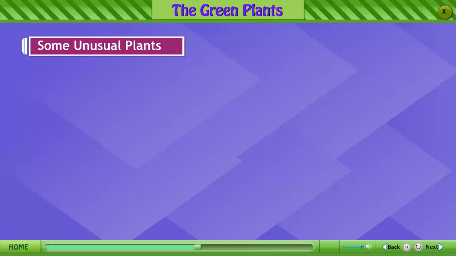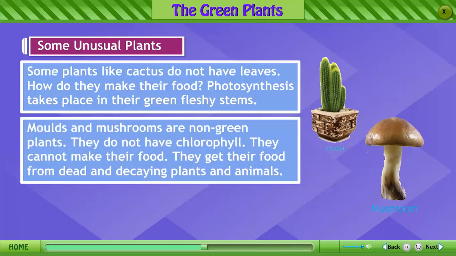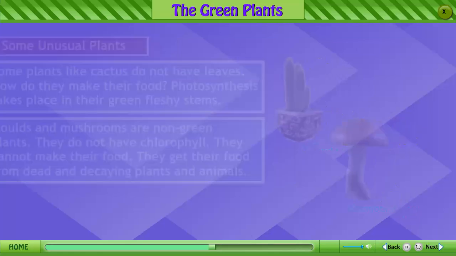Some unusual plants. Some plants like cactus do not have leaves. How do they make their food? Photosynthesis takes place in their green fleshy stems. Molds and mushrooms are non-green plants. They do not have chlorophyll. They cannot make their food. They get their food from dead and decaying plants and animals.